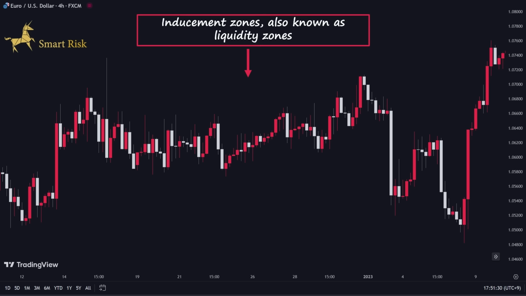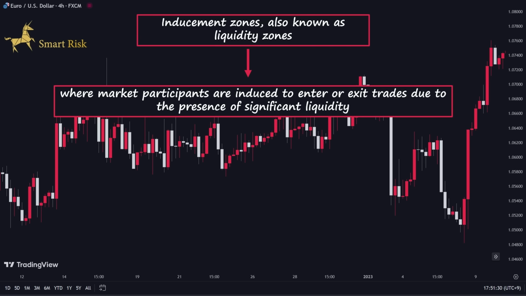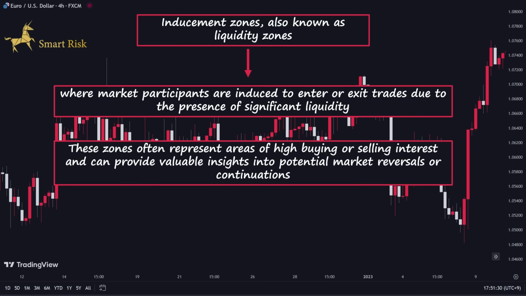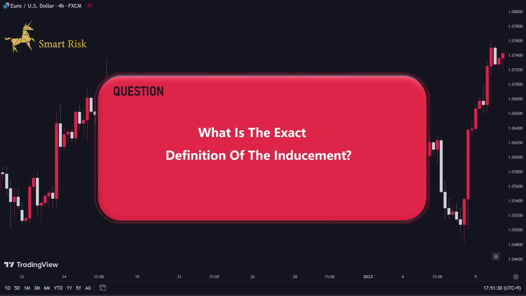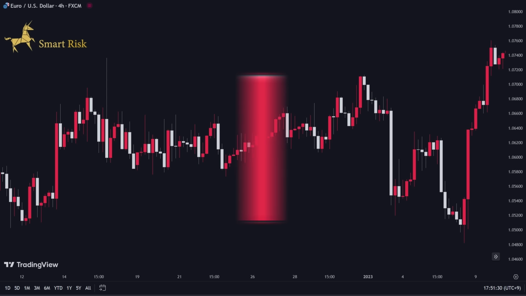Inducement zones, also known as liquidity zones, are areas where market participants are induced to enter or exit trades due to the presence of significant liquidity. These zones often represent areas of high buying or selling interest and can provide valuable insights into potential market reversals or continuations. So, what is the exact definition of the inducement?